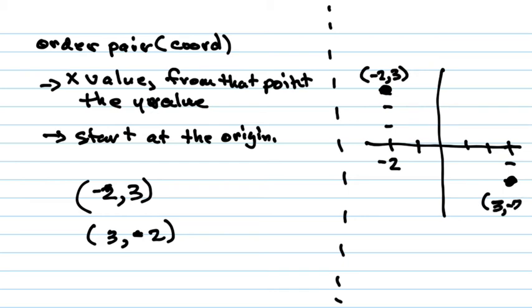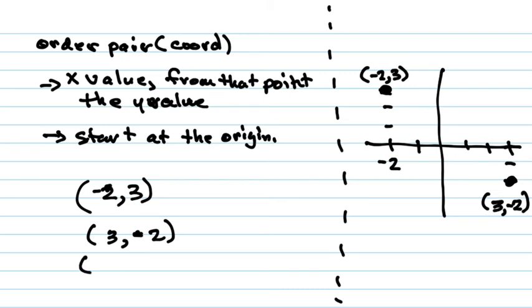Wait, how? Positive 3 means to the right 3. -2 means go down 2. Wait, what? Right 3, down 2. We already did that one.